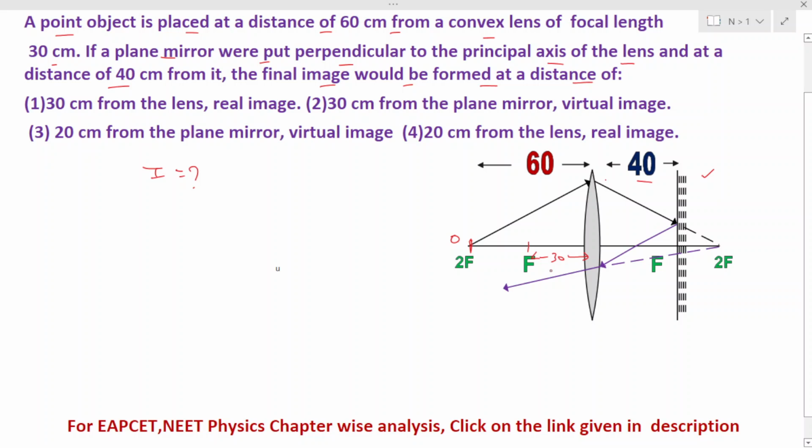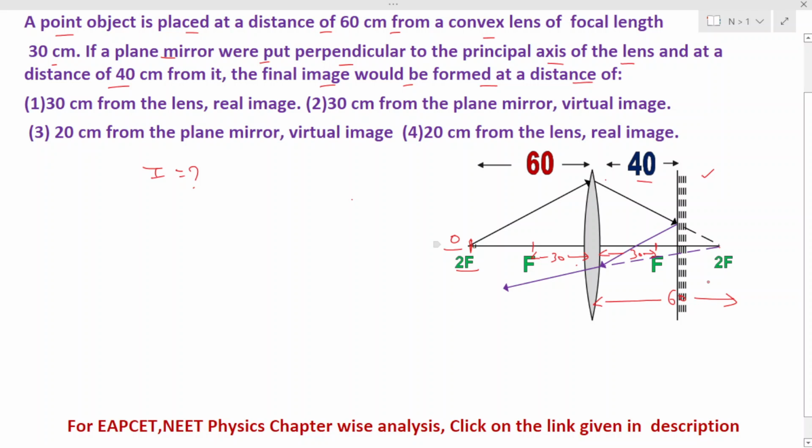Now this is the focus, which is at a distance of 30 centimeters, and he placed the object at 60 centimeters. That means the object is at 2f, twice the focal length. Now let us see the other side. This will be the focus; since the focal length of the convex lens is 30 centimeters, this distance will be 30, and this is twice the focus, so this entire distance will be 60 centimeters.